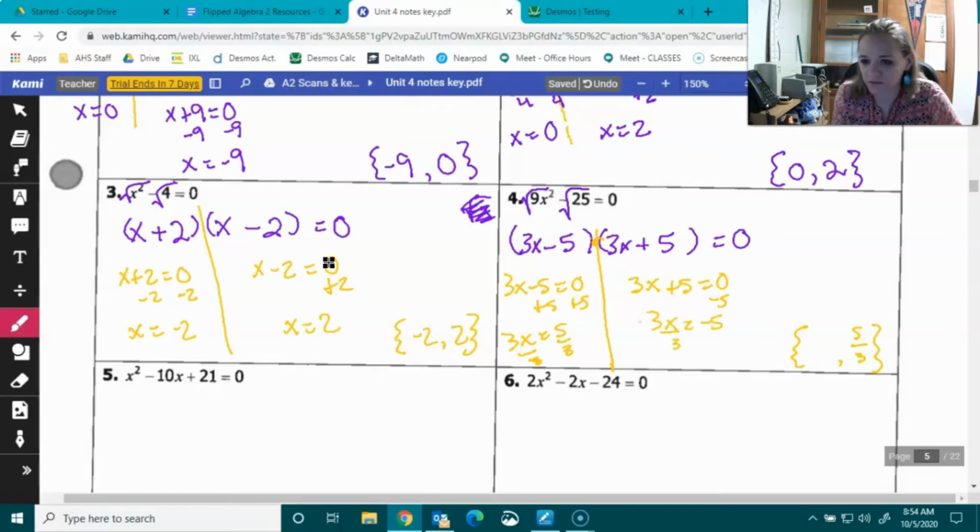Divide by 3 again. Now we get negative 5/3. So this happens often, okay? We get the same value. The two answers are the same except one's positive, one's negative. Another way you can write this answer, if you so wish, is put plus minus 5/3. And that is acceptable as well.